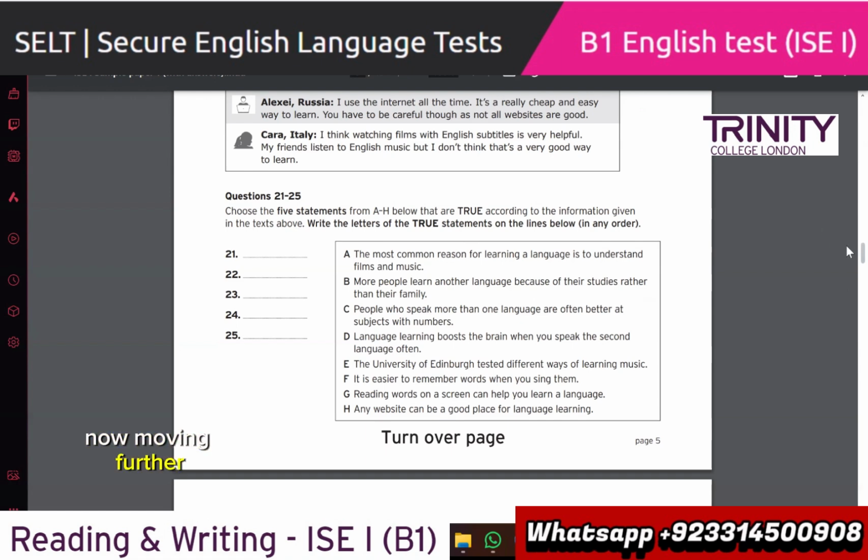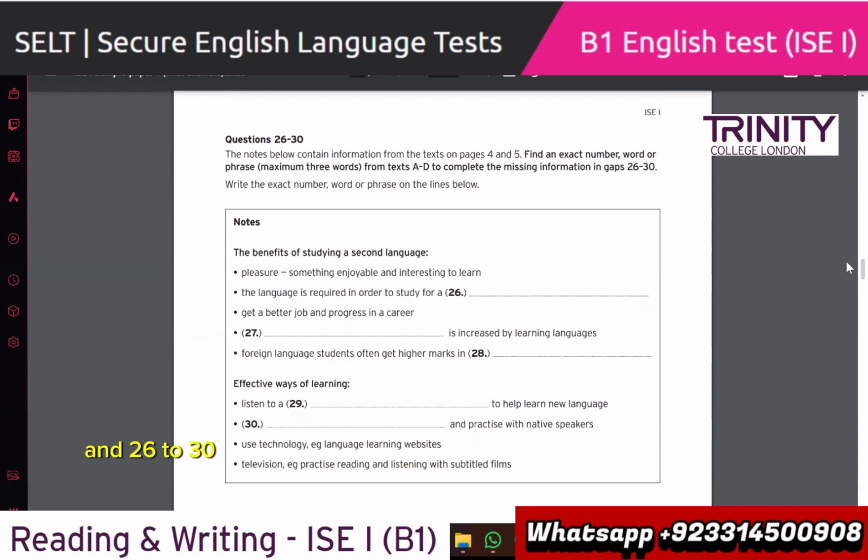Now, moving further, I would want you to read this also, and it's 26 to 30. The notes below contain information from the text on page 4 and 5. Write an extra number, word or phrase, maximum 3 words from text A to D to complete the missing information on this page, 26 to 30.